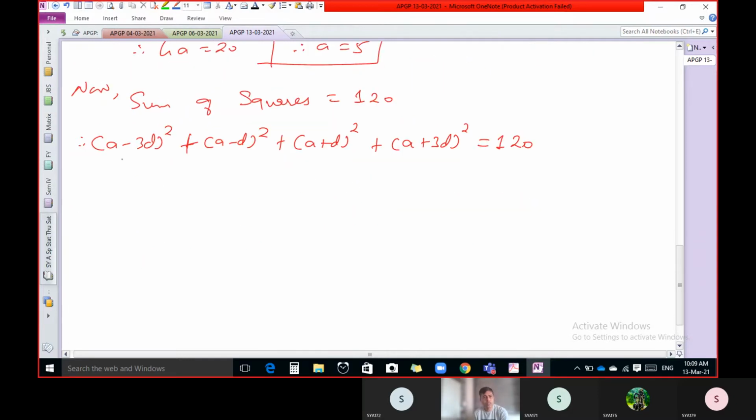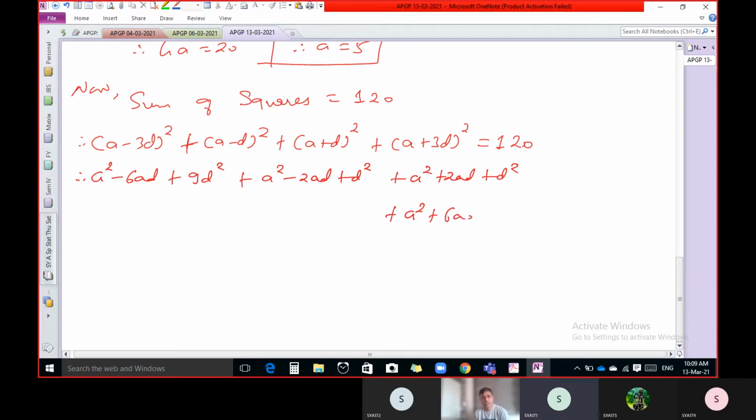Now tell me the expansion of this, (a minus 3d) the whole square. A square minus 6ad plus 9d square. Here we get a square minus 2ad plus d square. Here we get a square plus 2ad plus d square. And here we get a square plus 6ad plus 9d square. Correct. 6ad cancel, 2ad cancel.